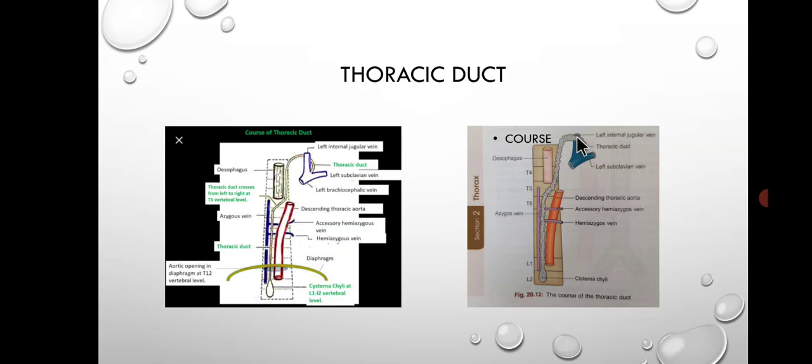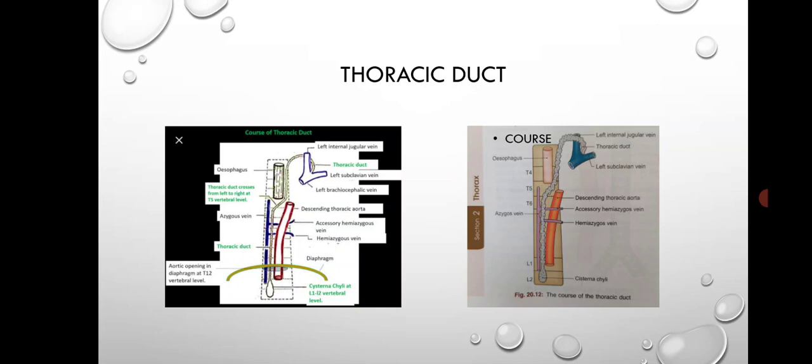Why beaded in appearance? Because the thoracic duct is made up of various walls, meaning there are many walls in between. Due to these walls, whatever lymphatic fluid is there will be accumulated in specific regions. That's why it is very beaded in appearance. So it has so many valves.